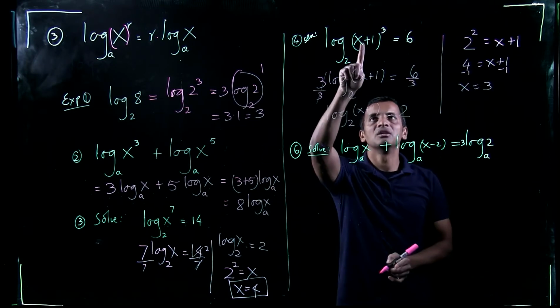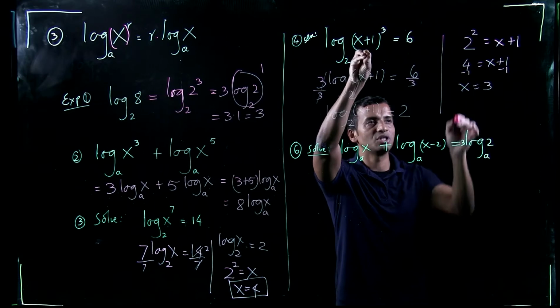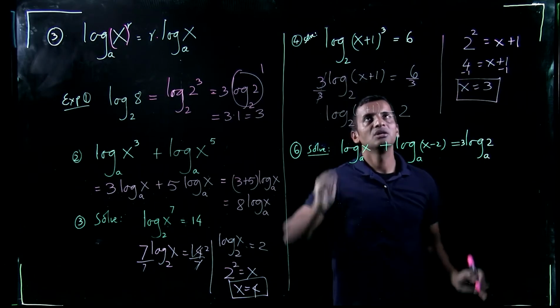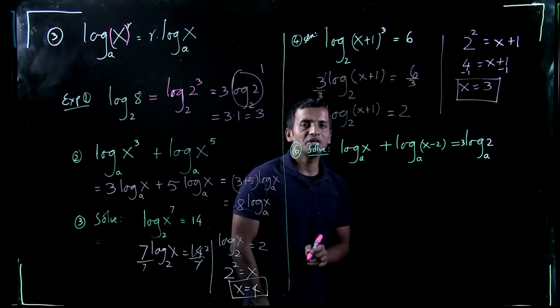Does this make sense here? 3 plus 1 is 4, which is positive. Log of a positive number is okay. So x equals 3 is the right answer. Okay. Now let's do the last example here.